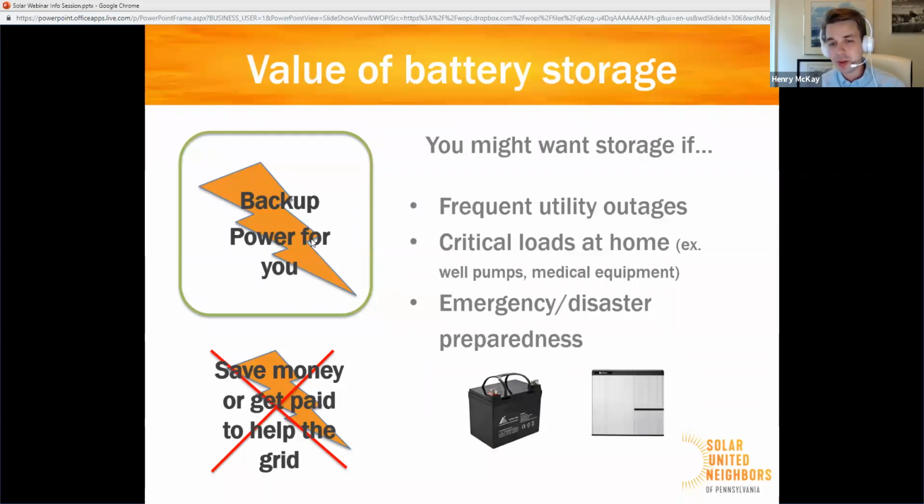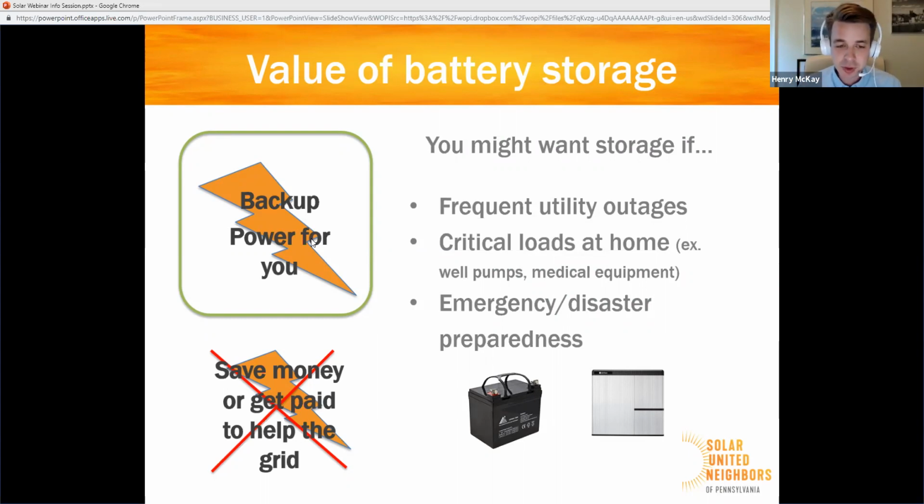So we really only recommend that people get batteries if there is a strong need for them. So if you live somewhere with frequent utility outages and that backup power is really valuable to you, it might make sense to pay for batteries. If you have critical electric loads at home, like medical equipment, maybe electric well pumps, it might make sense to spring for those batteries. Or if you just want to be prepared in the event of emergencies or natural disasters.